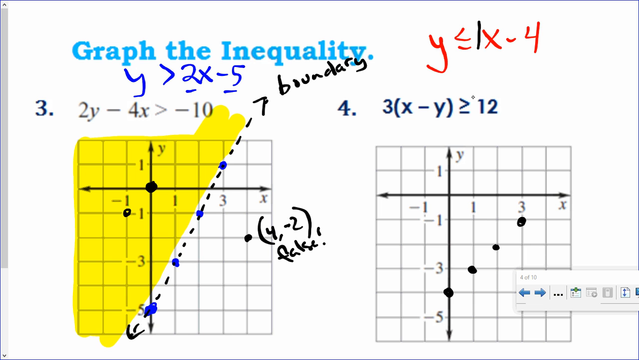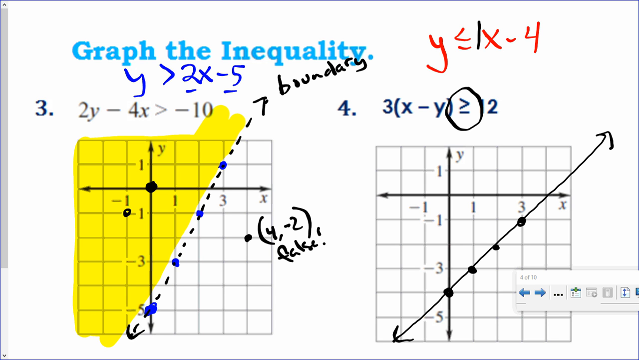Now, since it's a greater than or equal to or a less than or equal to symbol, like I have here, I will use a solid line. All that means is it's just like the open circle and the closed circle when you're graphing on a number line. That means this line will include these points on the line as part of the solution.